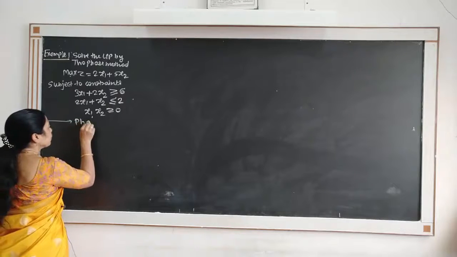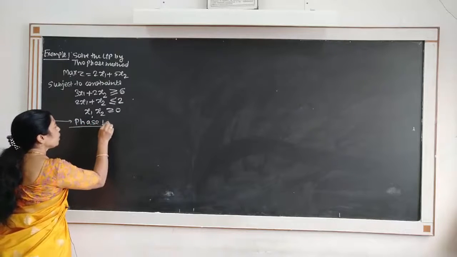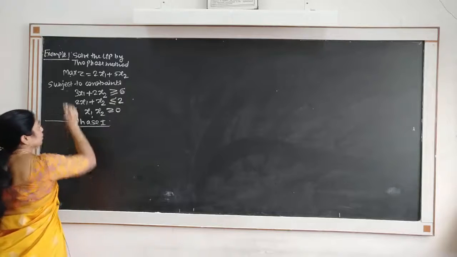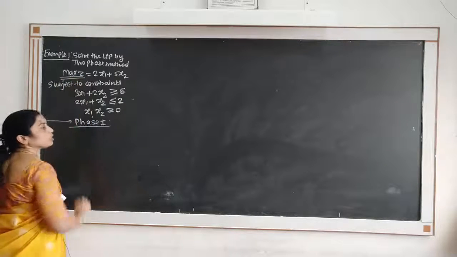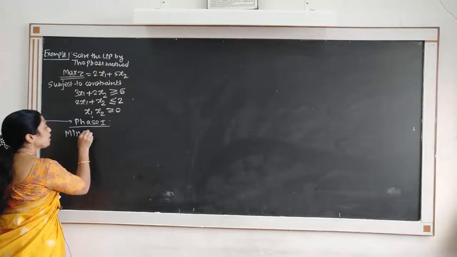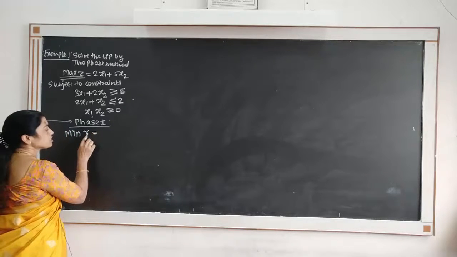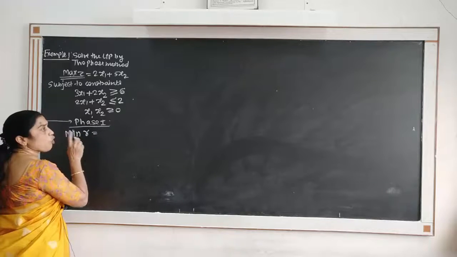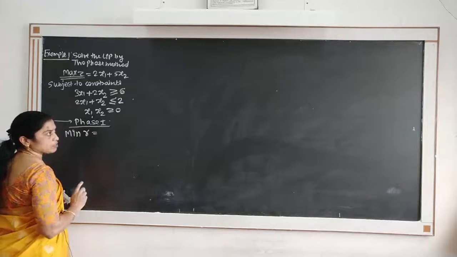And what is phase 1? In phase 1, we write that LPP in standard form, but now the objective function changes. The objective function is always minimization R, where what is R? R is nothing but the sum of artificial variables.